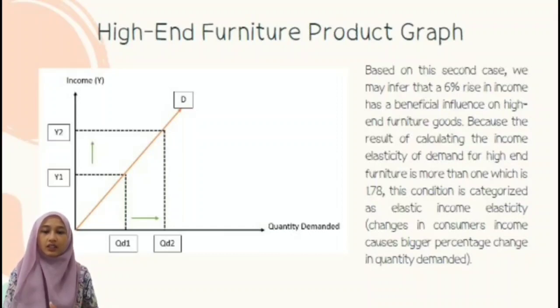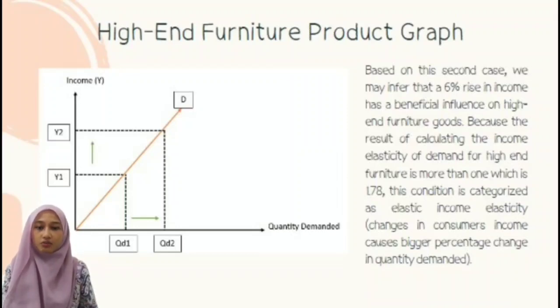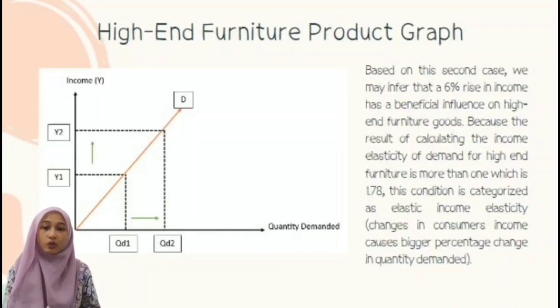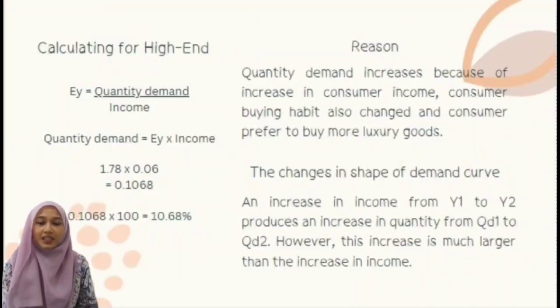We may infer that the 6% rise in income has a beneficial influence on high-end furniture goods because the result of calculating the income elasticity of demand for high-end furniture is more than 1, which is 1.78. This condition is categorized as income elastic. This is the calculation for high-end furniture.